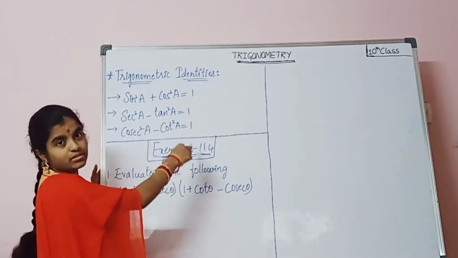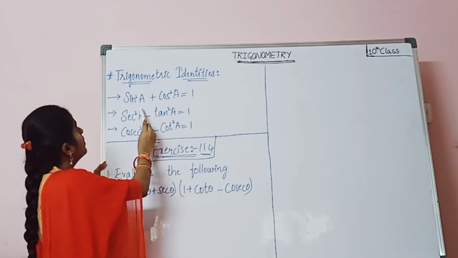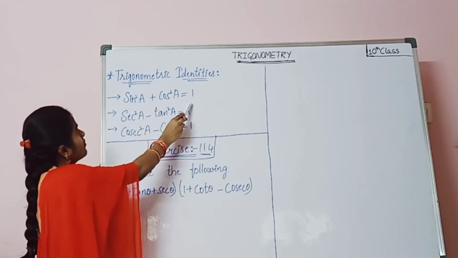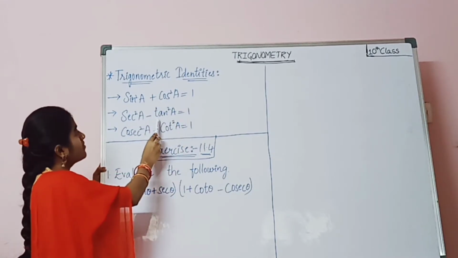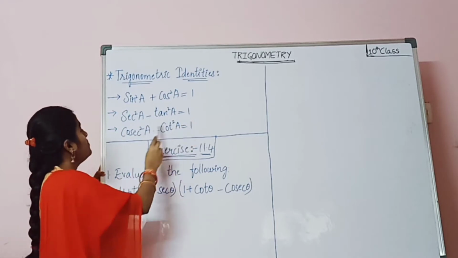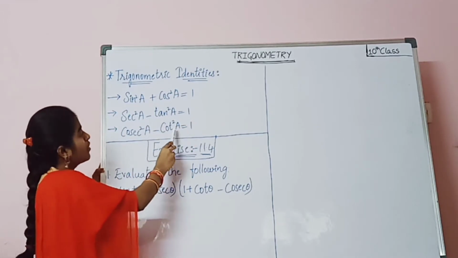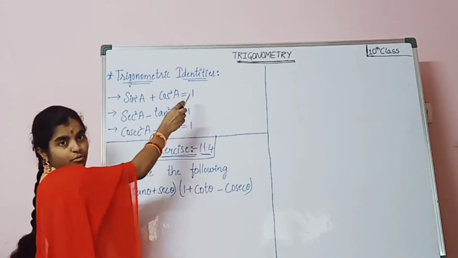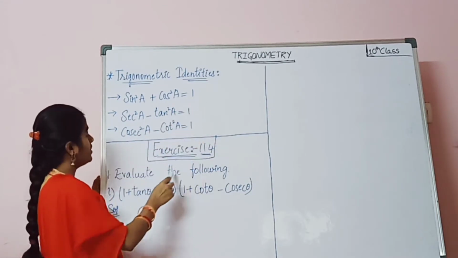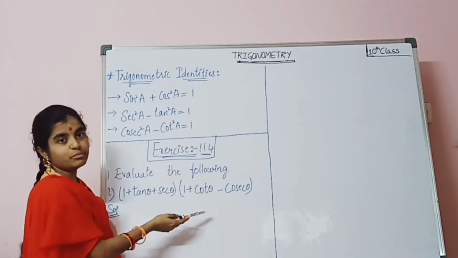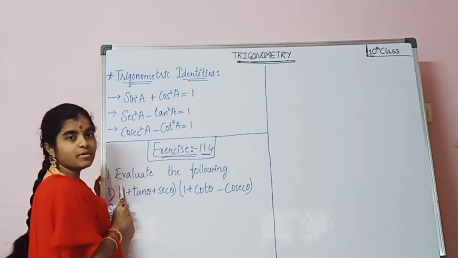There are three trigonometric identities: sin square A plus cos square A equals 1, secant square A minus tan square A equals 1, cosecant square A minus cot square A equals 1. Now with the help of these three trigonometric identities, let us solve exercise 11.4. So what is the first sum here?